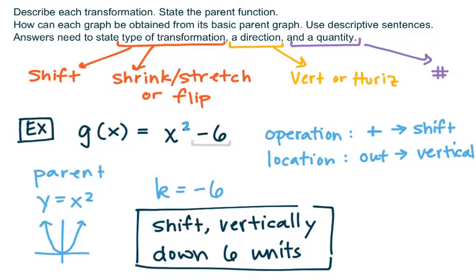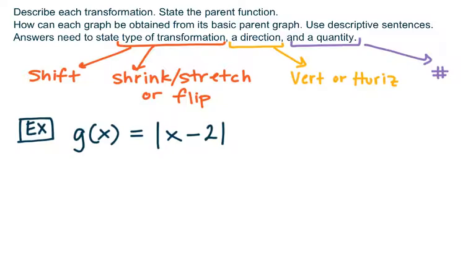If we had an ordered pair, an initial ordered pair on the graph, and we wanted to transform that, I would have x, y, I would be subtracting 6 from each of my y values to create my new transformed graph. But the answer here is just that it shifts vertically down 6 units. Let's look at another example.